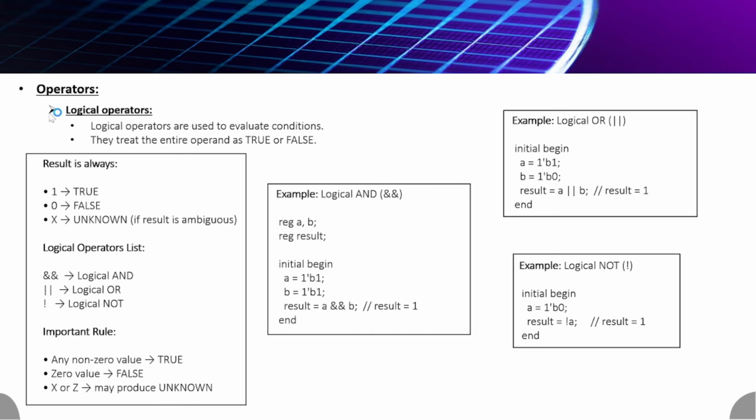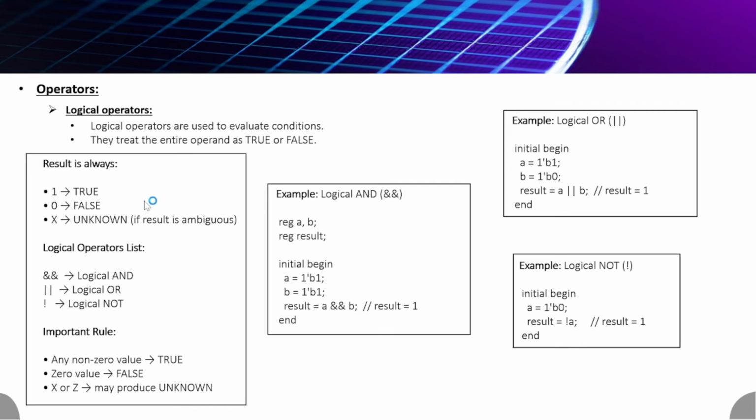Now let's move to operators in Verilog. Starting with logical operators, which are mainly used to evaluate conditions in Verilog. These operators treat the entire operand as either true or false, not by bit. The result of logical operations is always a single-bit value. If the condition is true, the result is 1. If the condition is false, the result is 0. In some cases, if the result is ambiguous, it can be X, meaning unknown.